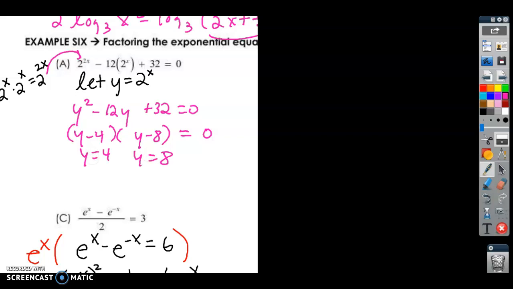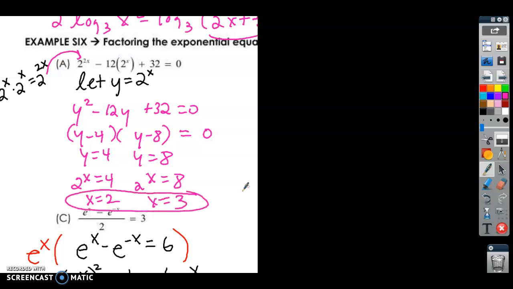Now, we're not done because the original problem has a 2 to the x, not a y. So we'll go ahead and substitute the 2 to the x back in for the y. So 2 to the x equals 4 and 2 to the x equals 8. Let's see what we got. That should be x is 2 and x is 3. Fun. All right, try B, press pause and try B.